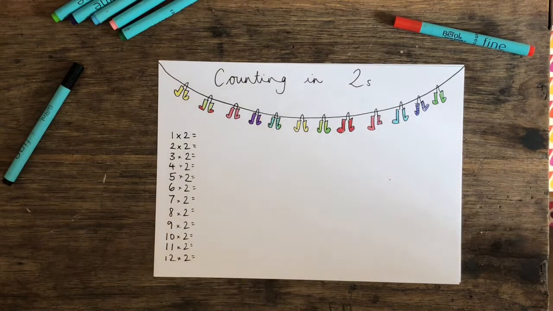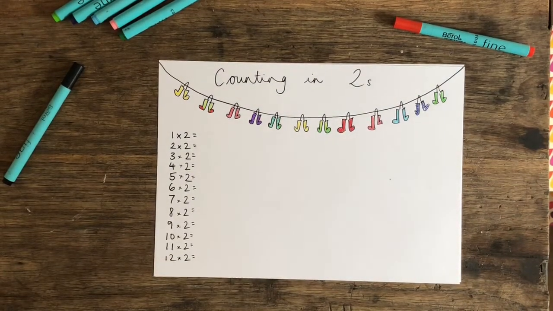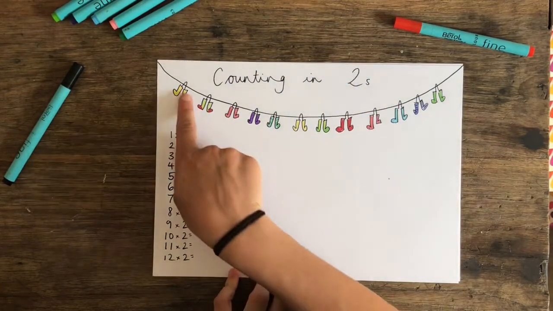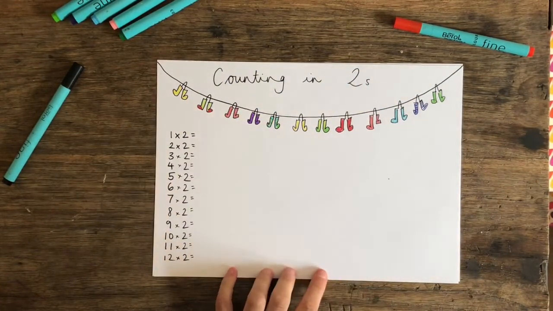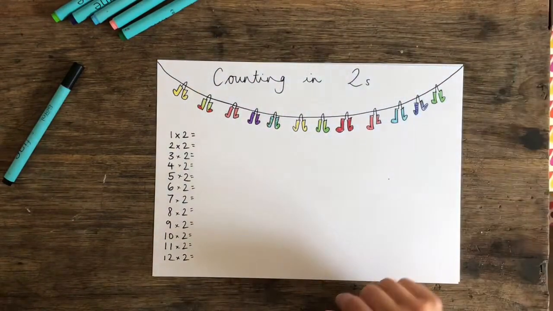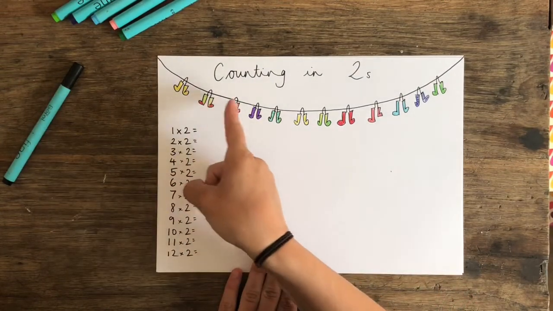Counting in twos. In other words, the 2 times tables. This is really important. I've created a washing line and it's each got pairs of socks in them. Now this family is very organised because if you're anything like my family, we can't find any matching socks. They're always odd socks. But this family have got pairs of socks.